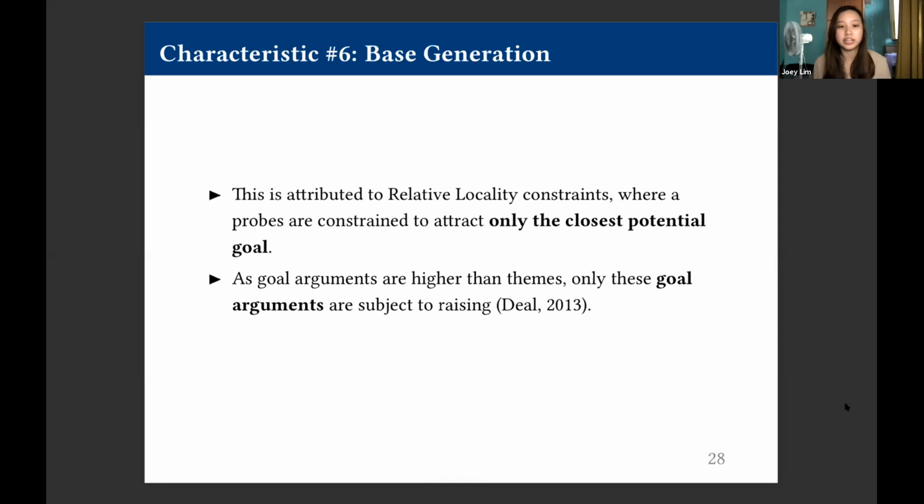Deal 2013 attributes this to relativized locality constraints, where probes are constrained to only attract the closest potential goal. Because these beneficiary arguments are higher than theme arguments, only the beneficiary arguments are subject to raising.